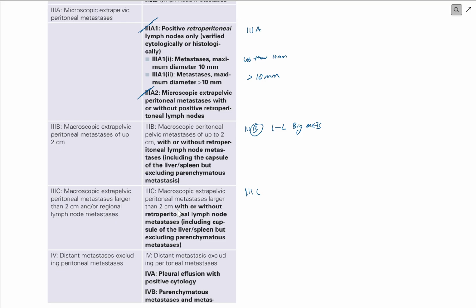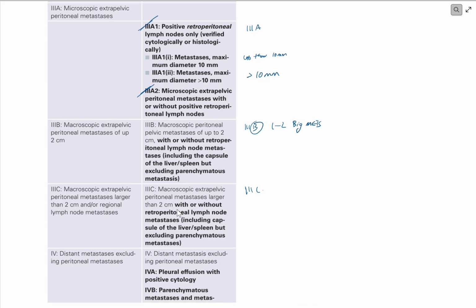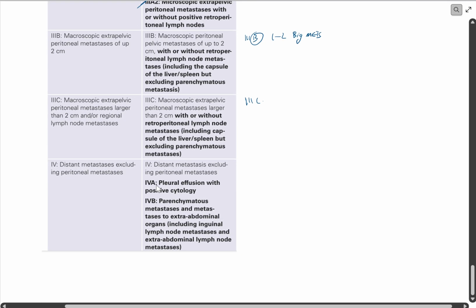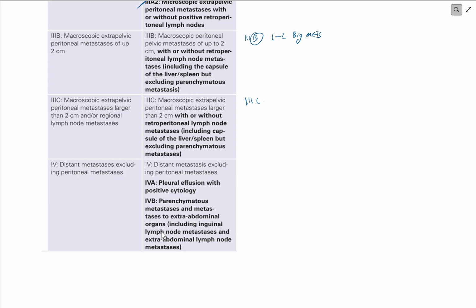If you have extrapelvic mets which are microscopic, you would put it as 3A2. 3B would be extrapelvic mets which are macroscopic up to 2 centimeters, and 3C, macroscopic extrapelvic mets larger than 2 centimeters, is the most common stage. And 4 is parenchymal involvement. 4A would be pleural and 4B would be parenchymal mets. Okay. So that is inside the lung, inside the liver, inside the spleen, not in the capsule. So that's how you stage ovarian cancer.